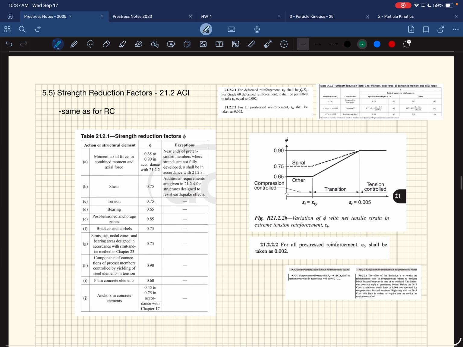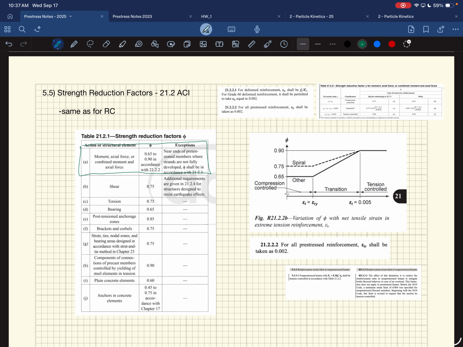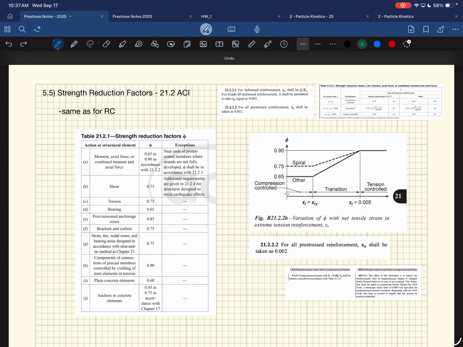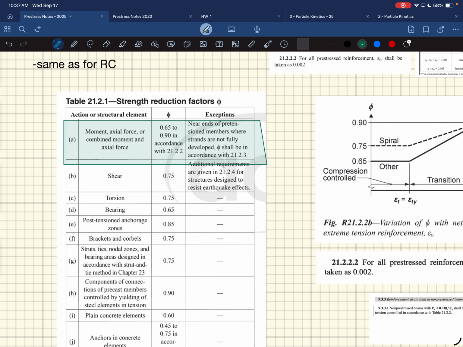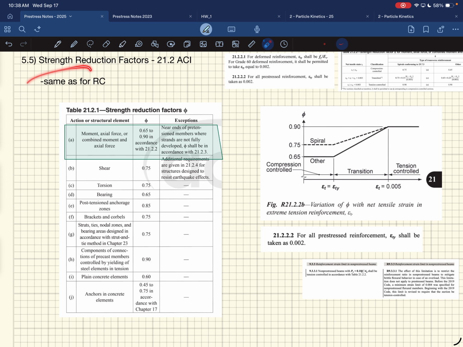Okay, so you just have to use one of those empirical equations. There are still strength reduction factors floating around. We still need a phi factor. Right here, section 21.2.1 tells you what phi factors to use for the different members. And it turns out it's the same thing: 0.65 to 0.9, depending on the strain in the steel. It's the exact same relationship, same as for reinforced concrete.